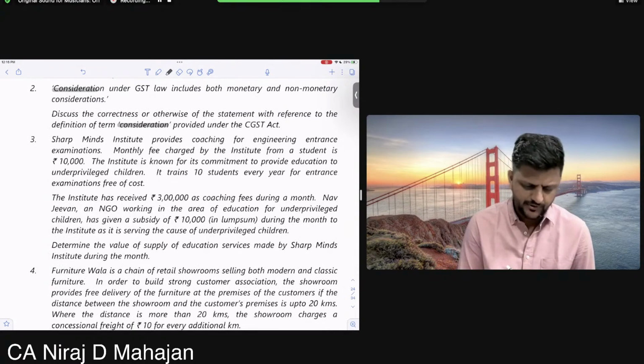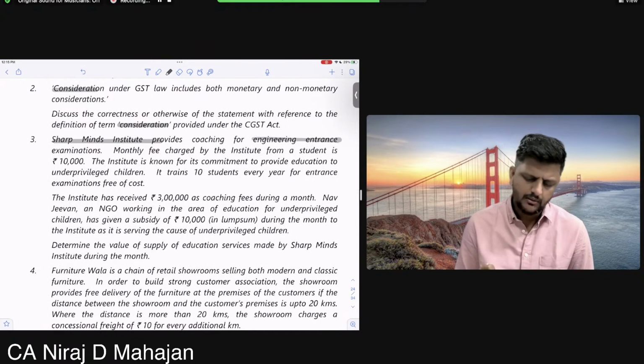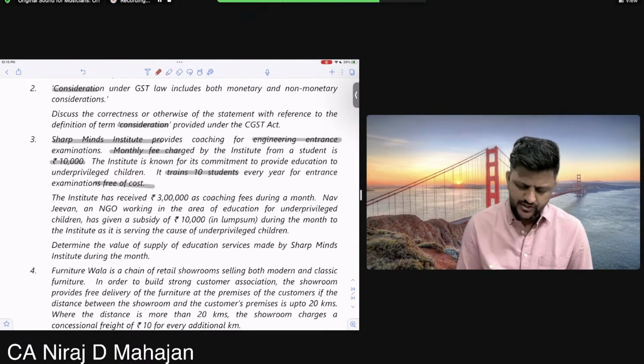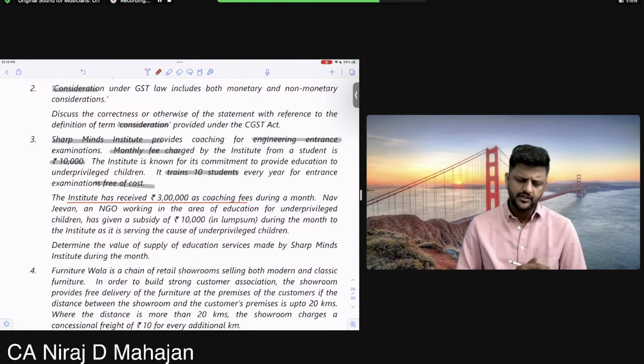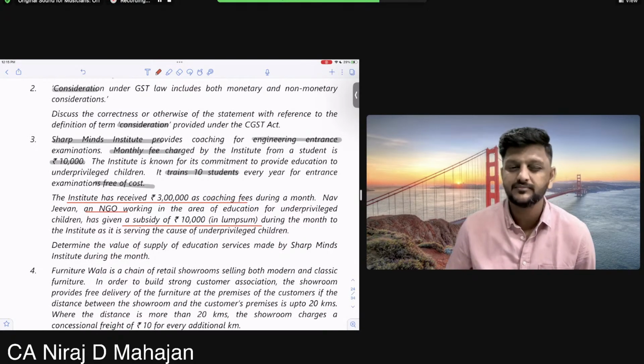Chalo, we'll check this with some example. Sharp Minds Institute provides coaching for engineering entrance examinations. Monthly fee charged by the institute from a student is 10,000. The institute is known for its commitment to provide education to underprivileged children. It trains 10 students every year for entrance exams free of cost. The institute received 3 lakhs as coaching fees during a month. Navjeevan, an NGO working in the area of education for underprivileged children, has given a subsidy of 10,000 in lump sum. In lump sum, children, it cannot be directly identifiable for one student or one supply.